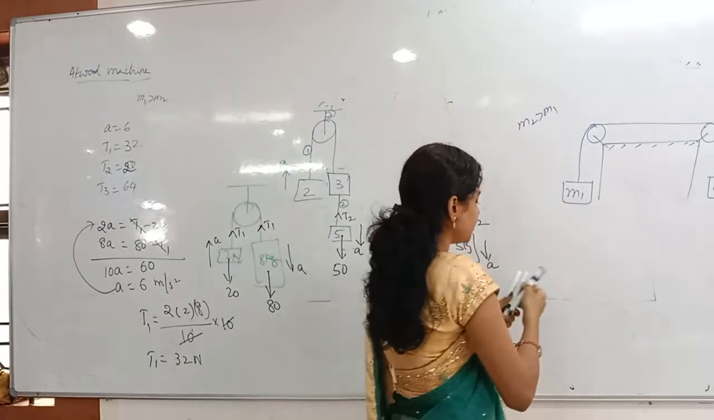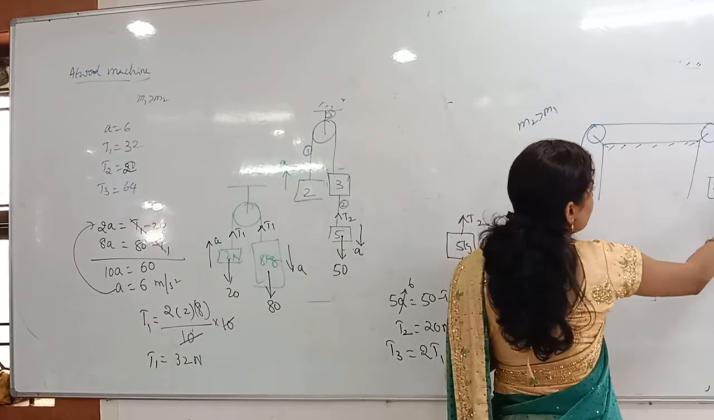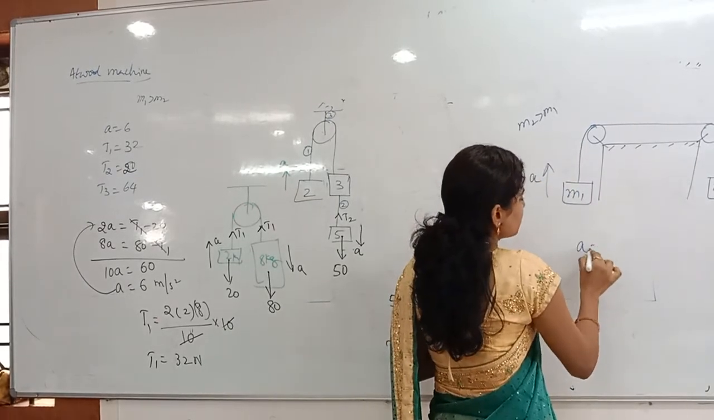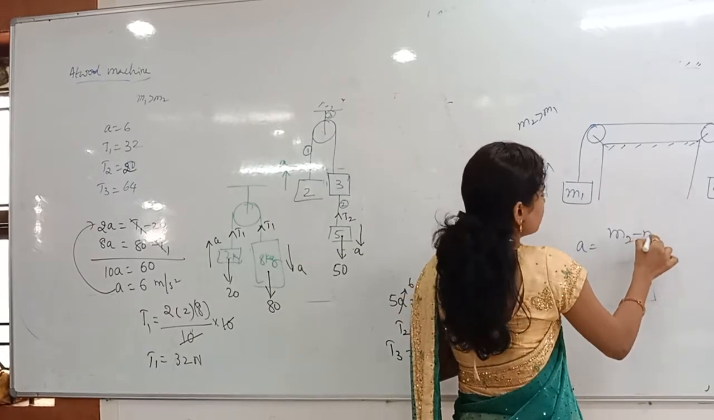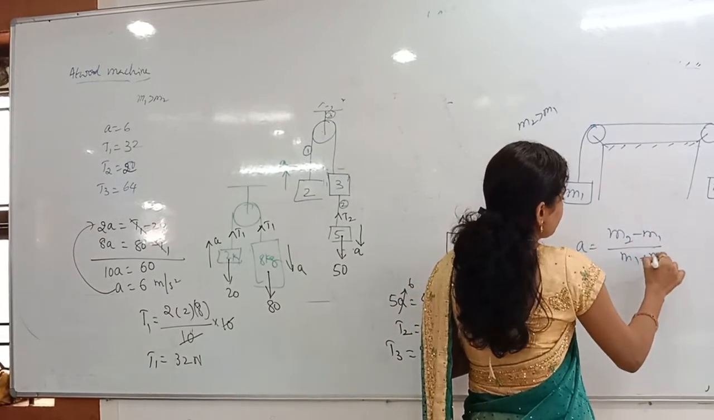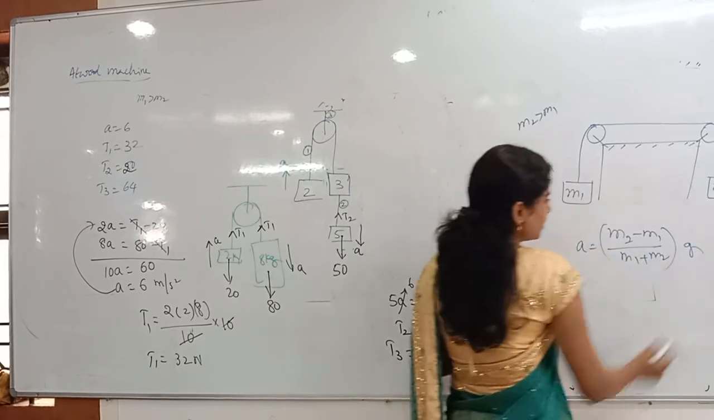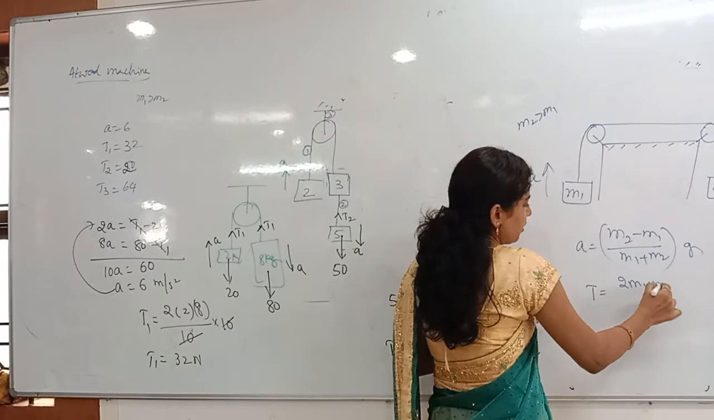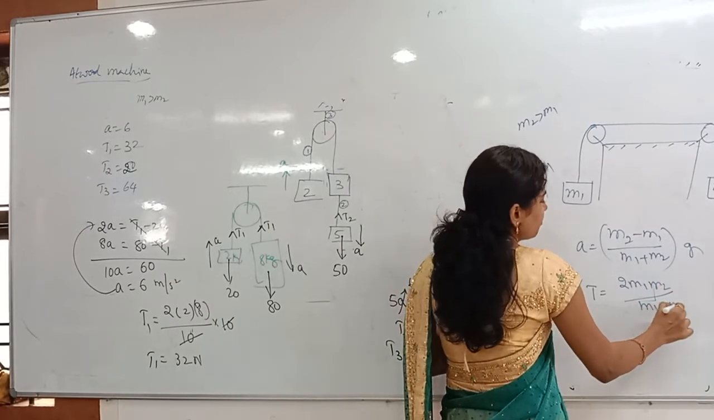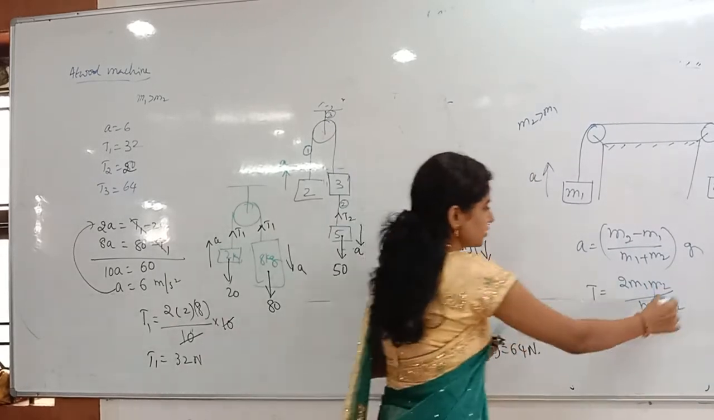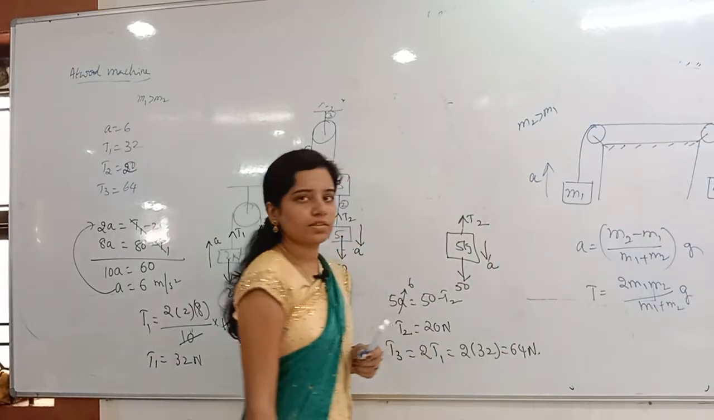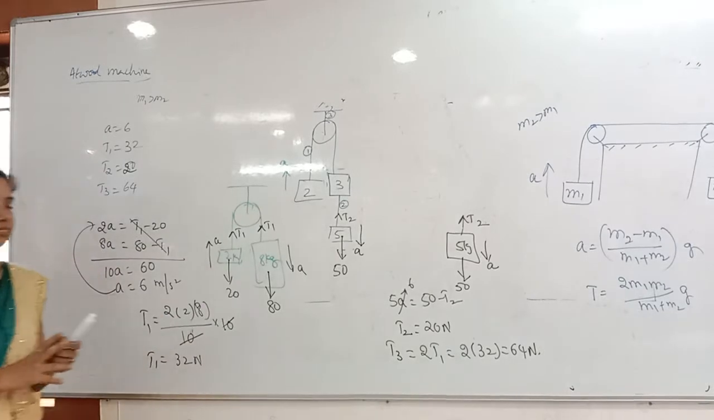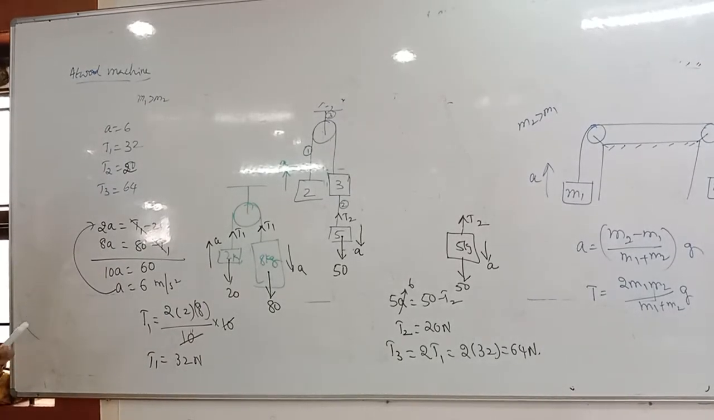So here also, for this, the acceleration will be in the downward direction, A, and this one will go in the upward direction. So A is equals to what we will get here? (M2 minus M1) by (M1 plus M2) into G. This is the acceleration. Tension in the cord is what? Tension is equals to 2 M1 M2 by (M1 plus M2) into G. That is also one of the different forms of the Atwood machine. Same method, same as the Atwood machine only.